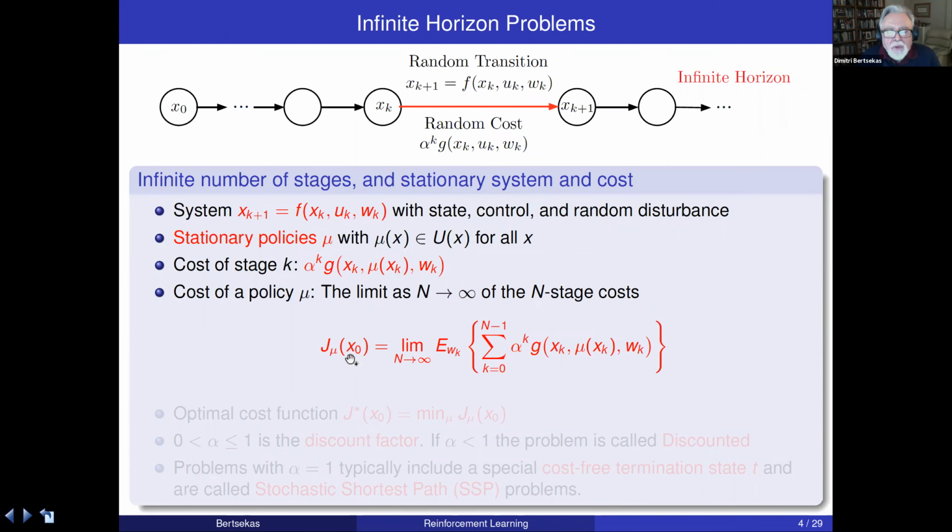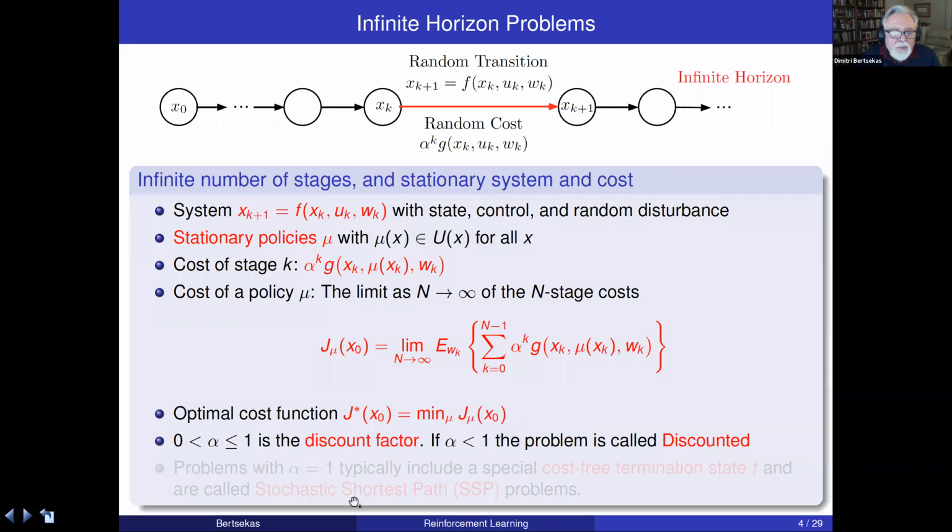And that's the definition of a stationary policy mu. And this is the definition of the cost of the stationary policy mu. It's a cost function, like the ones we have been dealing with so far. And the optimal cost function is obtained by minimizing over all policies for any given initial state.